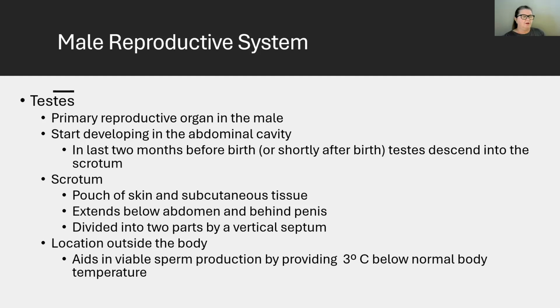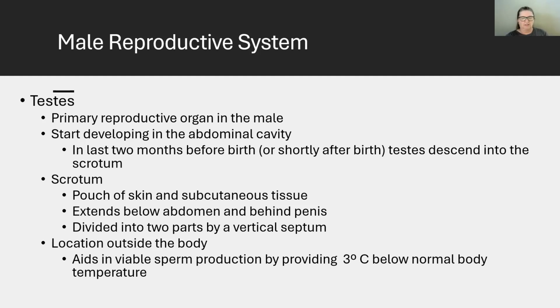The scrotum is a pouch of skin and subcutaneous tissue that extends just below the abdomen and right behind the penis. It is divided into two parts by a vertical septum, allowing one testis in each side. And it is the location outside the body that aids in viable sperm production.